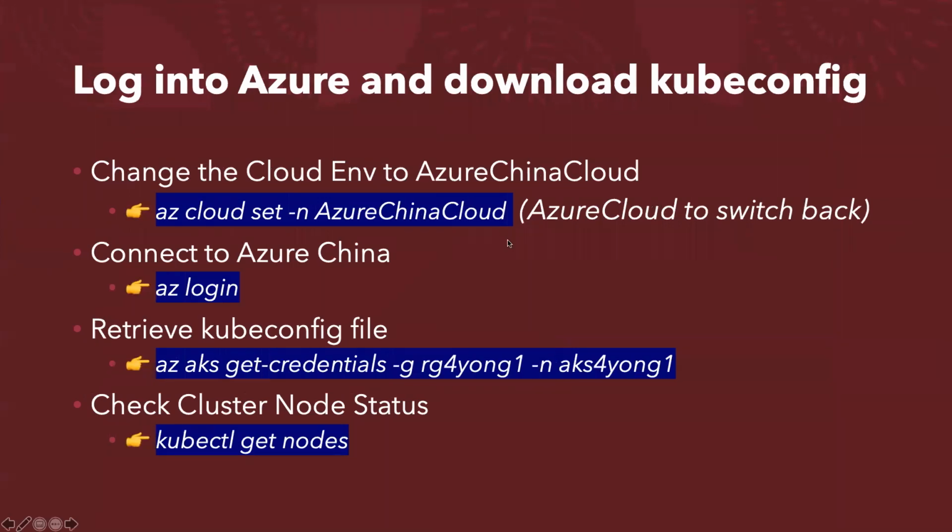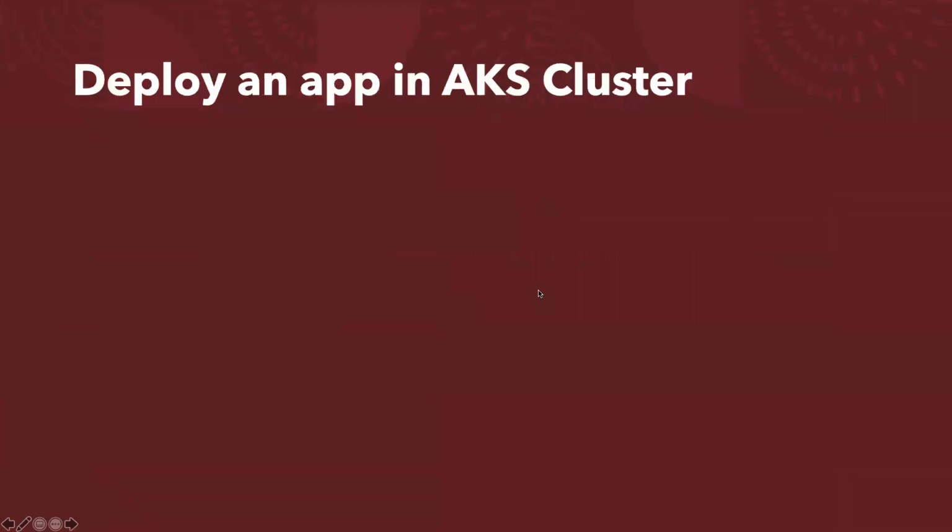Now if I head back to my slide deck, you can see I already logged into the Azure portal, I logged into Azure CLI, and I also retrieved the kubeconfig. Now I can go ahead and deploy an application in AKS Cloud.